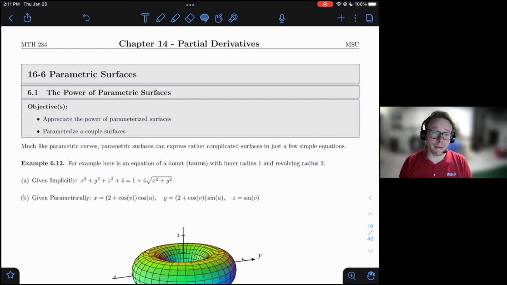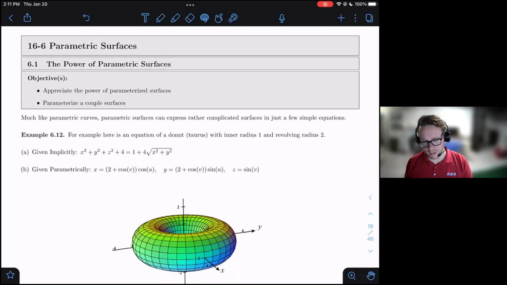So we've been talking a lot about surfaces in chapter 14. And one of our end goals for this class is that we're going to be talking about tangent planes to parametric surfaces. We're going to be talking about normal vectors to parametric surfaces. But in this video right here, we're just going to get reacquainted with parametric surfaces.